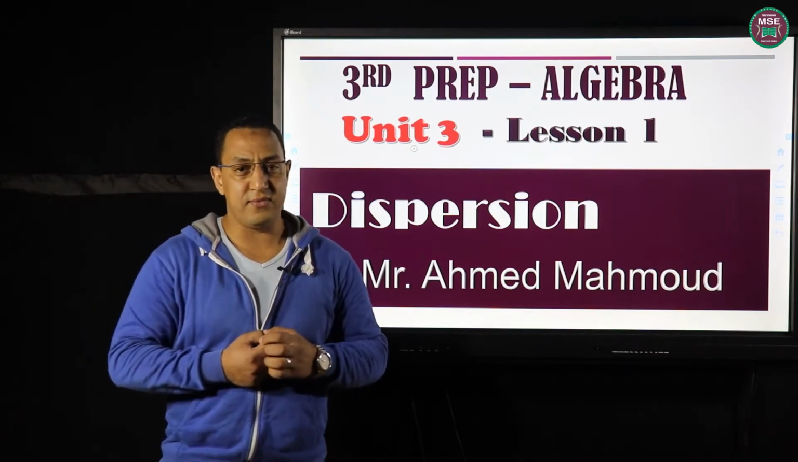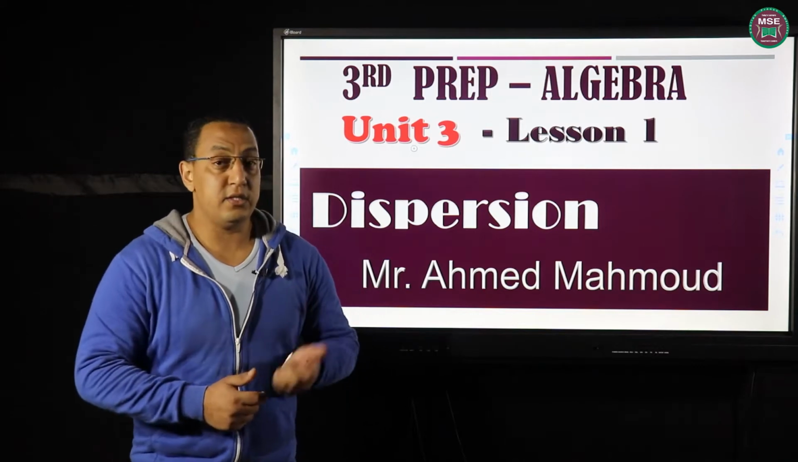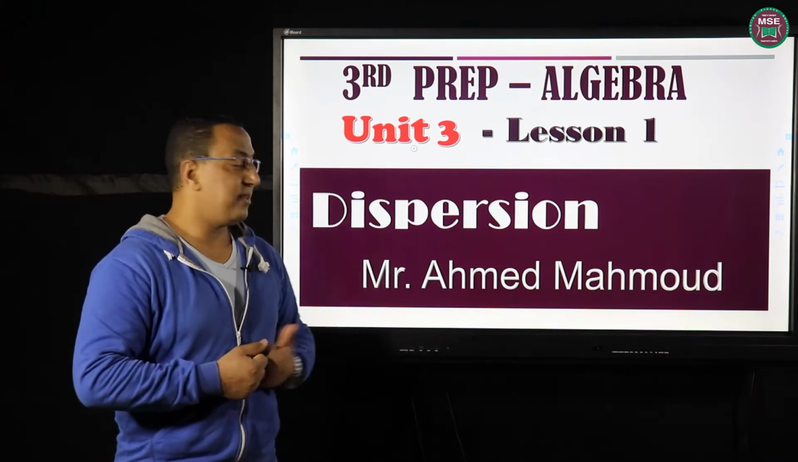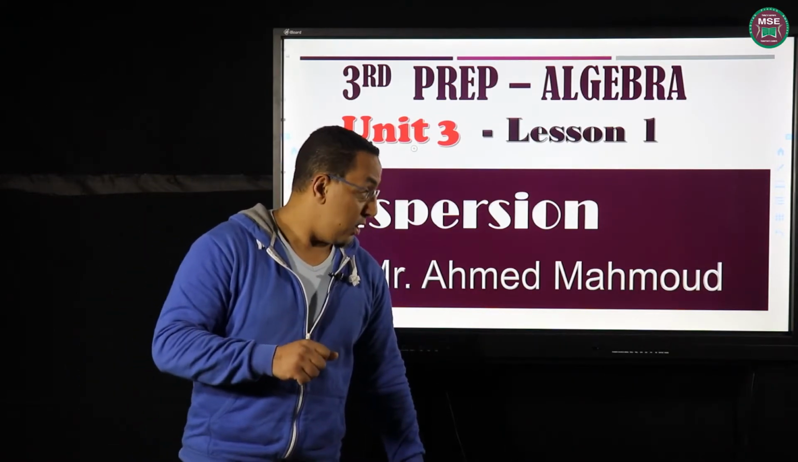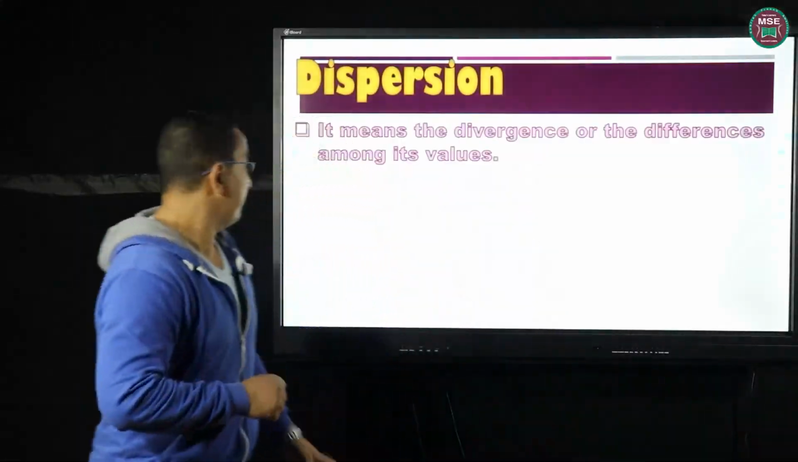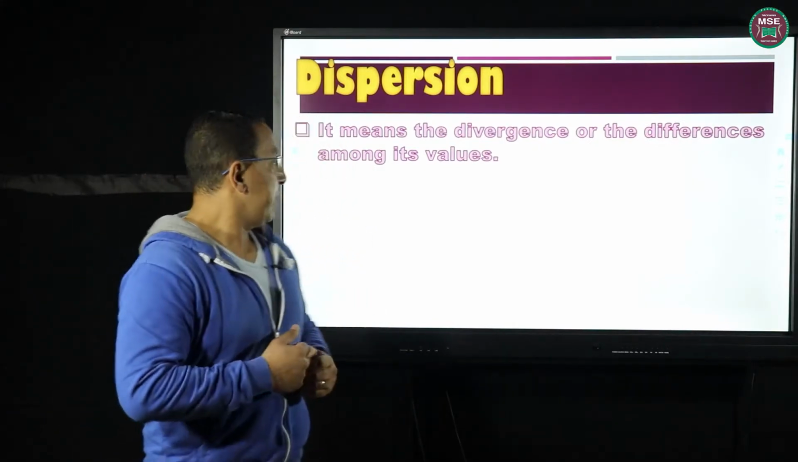In this unit, we have two lessons, collecting data and dispersion. The most important lesson in this unit is the dispersion. Okay, first we need to know what the meaning of the dispersion is. Dispersion means the divergence of the difference among its values.